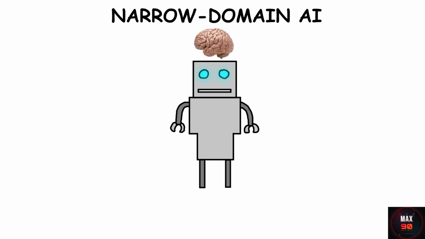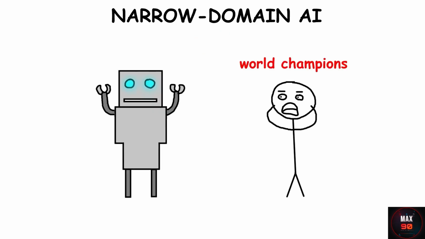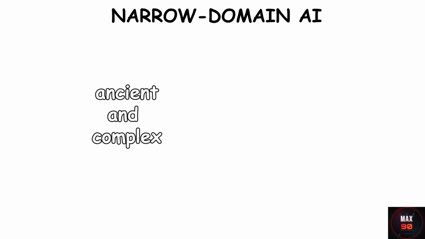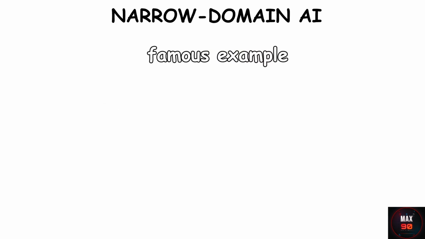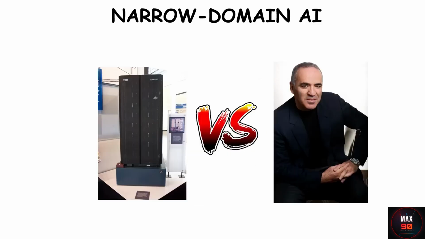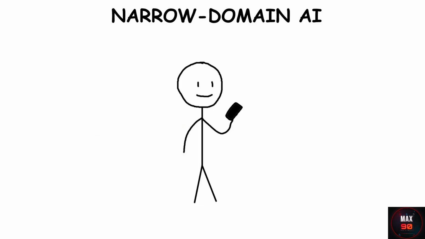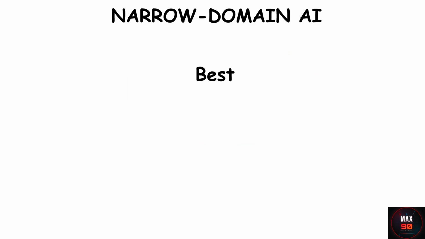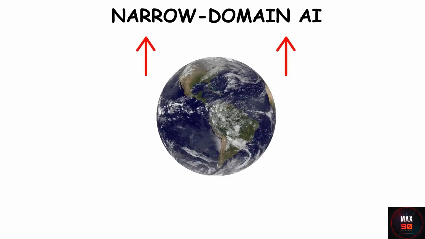Narrow AI can get so good that it can even beat world champions like AlphaGo, an AI that won against the top player in the ancient and complex board game Go. Another famous example is IBM's Deep Blue, which beat chess champion Garry Kasparov in 1997. We also use narrow AI in everyday things like spam filters in email and facial recognition on smartphones. As of now, the best AIs in the world are at this level.